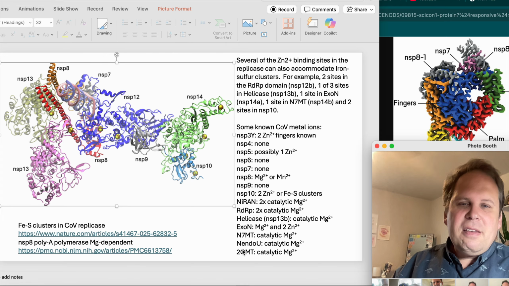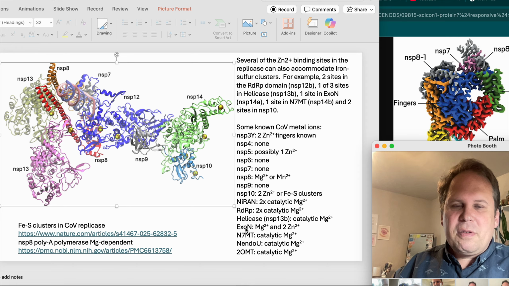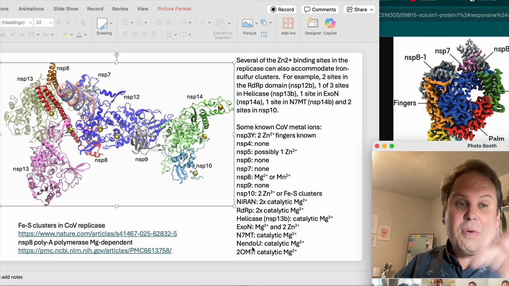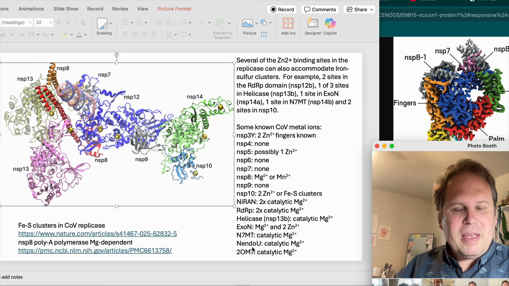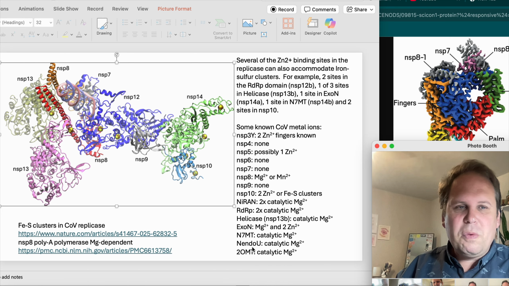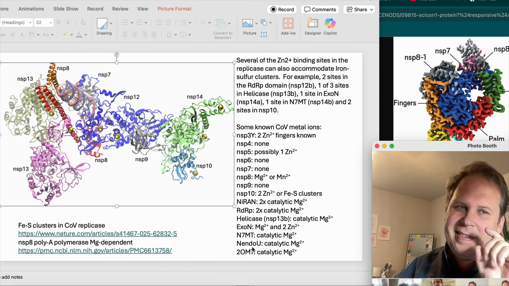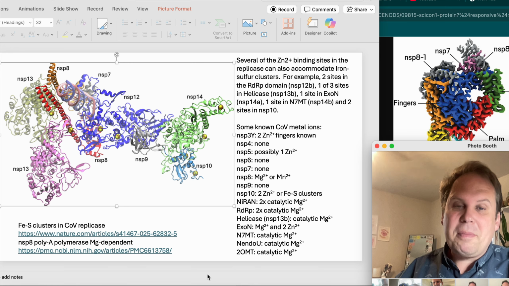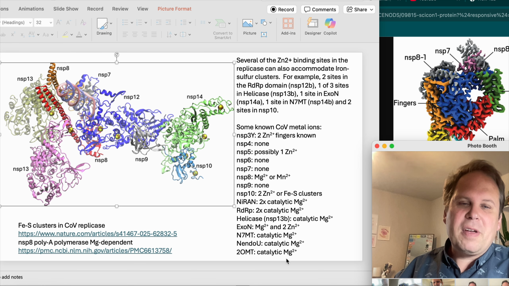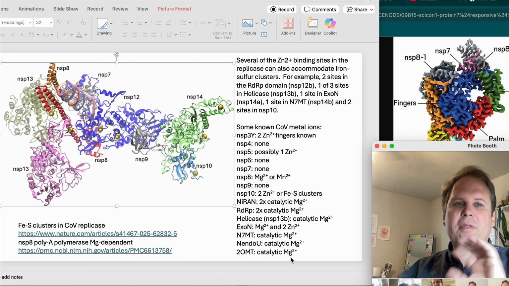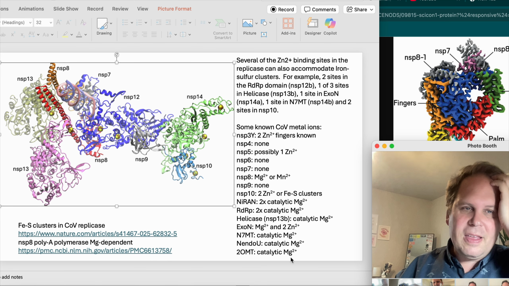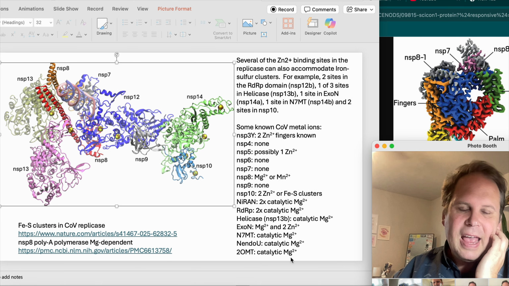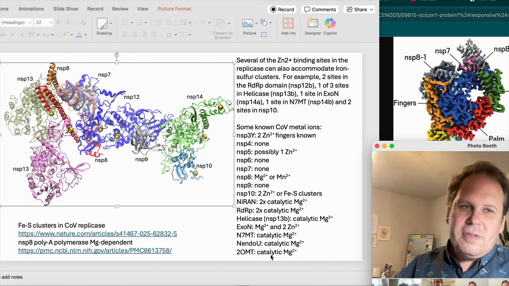Let's see, the endonuclease. So the exonuclease is our proofreader. The endonuclease is going to trim off the 5' end of the minus strand, which is a bunch of U's, and it's going to trim it off in such a way that it doesn't leave a free 5' phosphate. And so that has a catalytic magnesium that's going to do the job. And then the 2'-O-methyltransferase uses a magnesium to orient the nucleotides so that it can add the methyl to those. The folds are pretty similar.